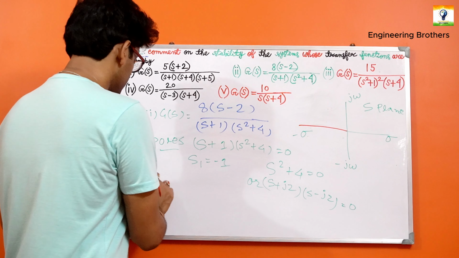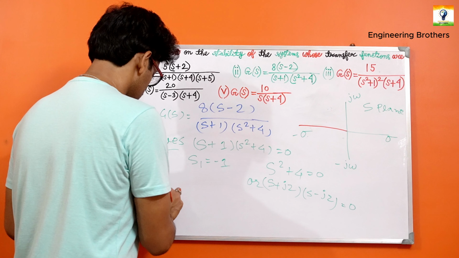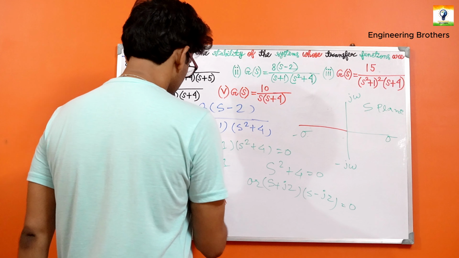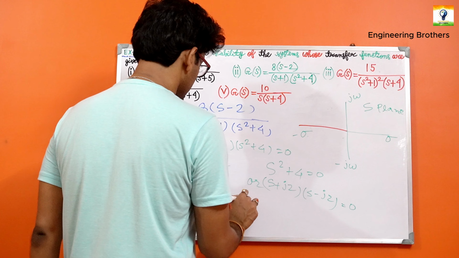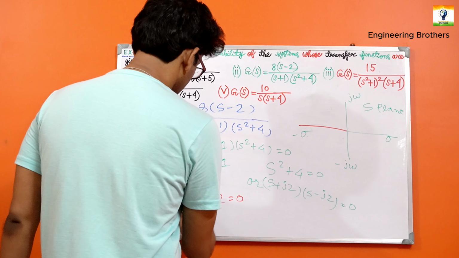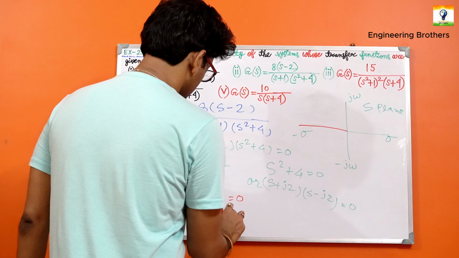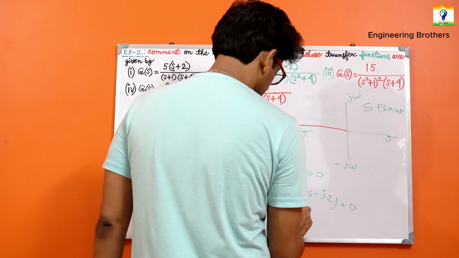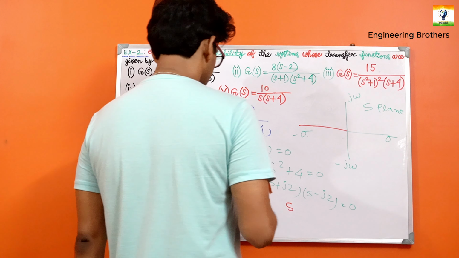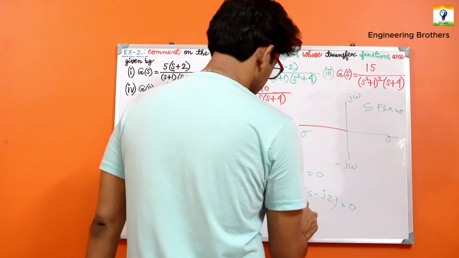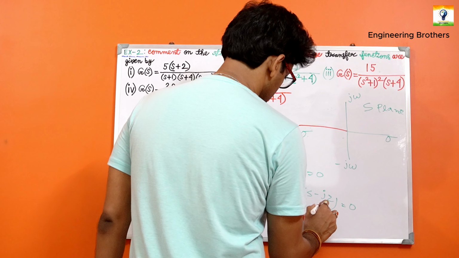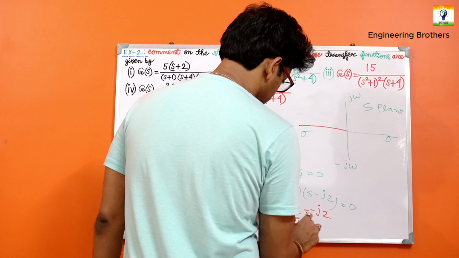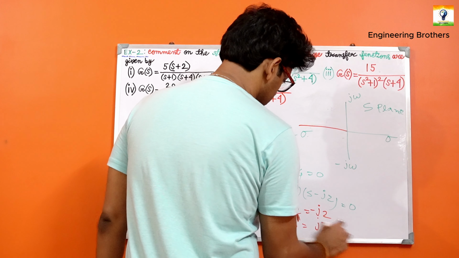And for our zeros, we have s minus 2 equal to 0, and the location of the zero will be s equal to 2. Quite naturally, the solutions for our considered poles are s2, which is minus j2, and s3, which is plus j2.